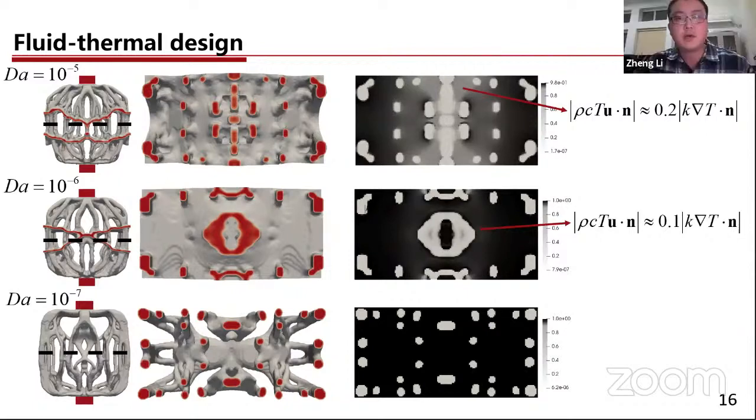Yes, that's a good question. We actually used to try that. We multiplied the density to the convection term, so the convection term should vanish in the solid. But when we did that, solving the equations, the program collapsed. We're still working on that.